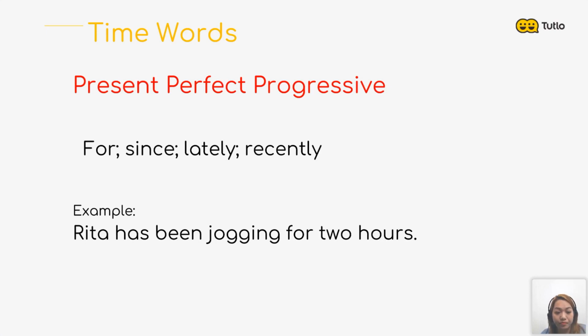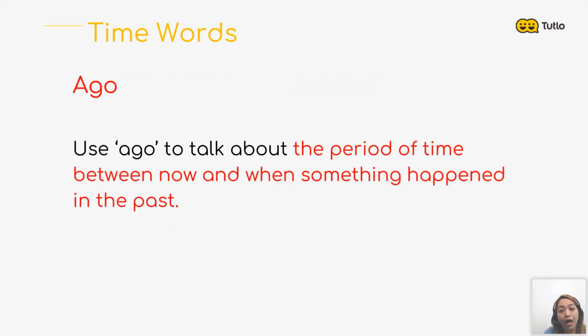For example, you use the word ago to talk about the period of time between now and when something happened in the past. A few minutes ago, I started the webinar. A few minutes ago, I had a class. A few minutes or a few hours ago, I was AFK, away from my computer. Okay, next, let's move on.